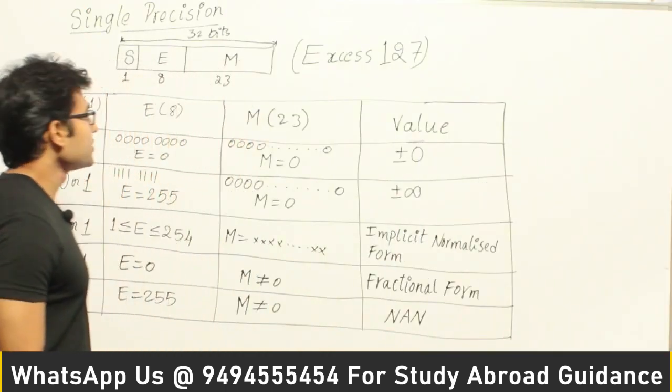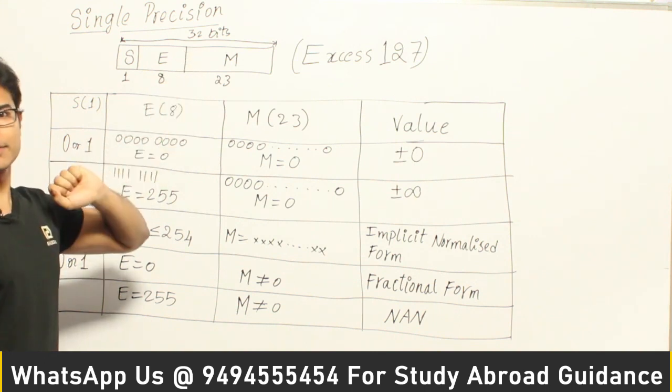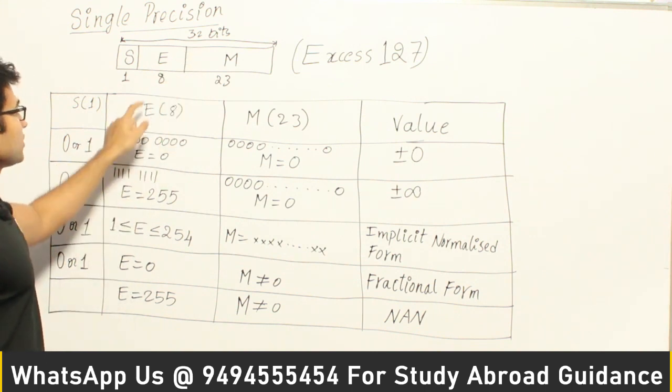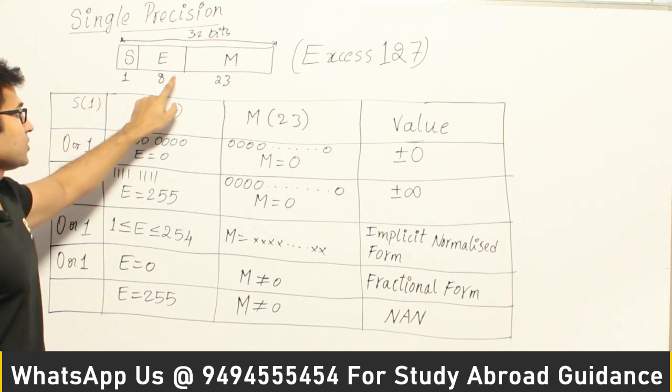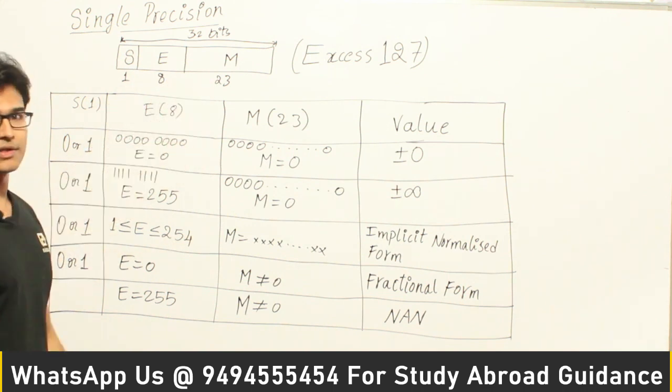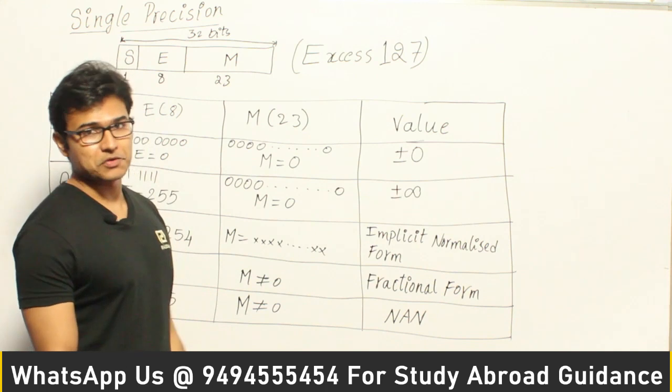Now let's see single precision representation. If you are going for single precision, then we know that it is going to use 32 bits, and those 32 bits are distributed like this. 1 bit is given for sign, 8 bits are given for exponent, and 23 bits are given for mantissa. Since 8 bits are given for exponent, this is going to be excess 128 actually, right?